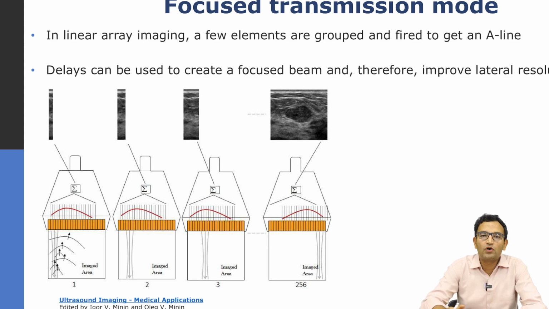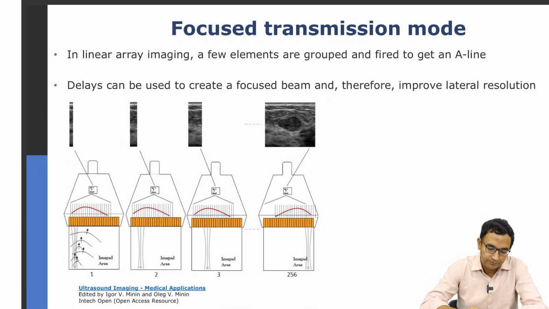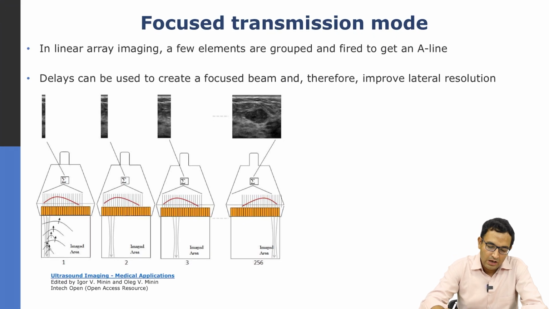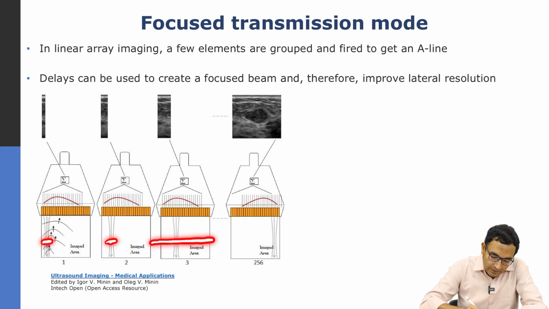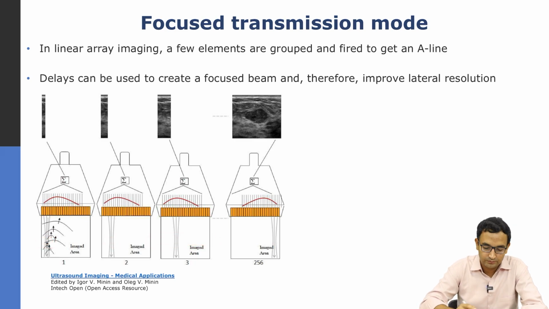So, this is called focus transmission mode. It is used very frequently with linear array imaging. A few elements are grouped and fired to get an A line, and we can use delays to create a focused beam and therefore improve lateral resolution. As you can see here, this is where the focus is. This is the line along which you will have the best lateral resolution.